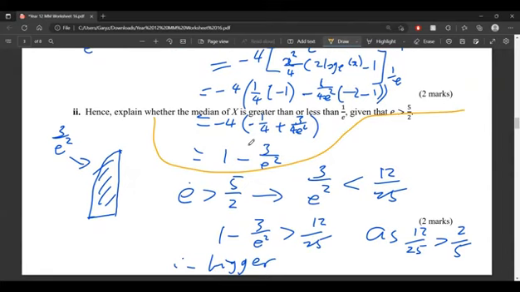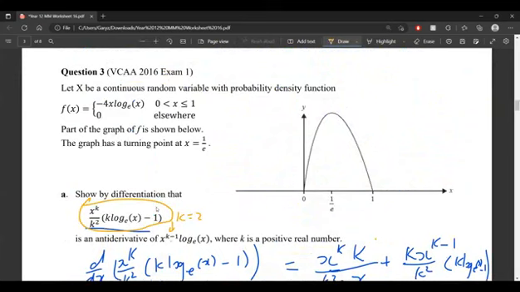The next question is pretty tricky. It's asking if the median of x is greater than or less than 1 on e, given that e is bigger than 5. So first of all, we should notice that this area before, so this area here, we got 1 minus 3 on e squared, right? That implies that this area here must be 3 on e squared then.